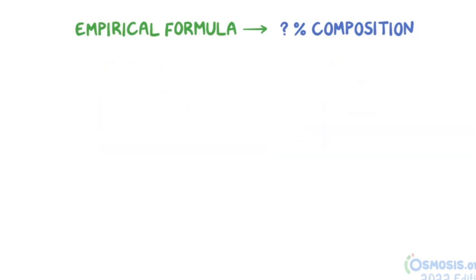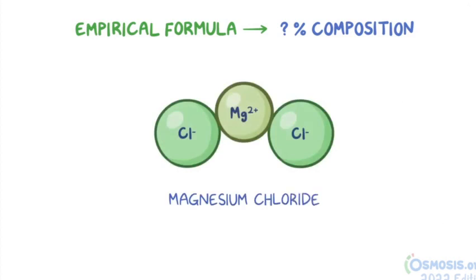Let's do one more calculation for magnesium chloride. Unlike the previous two compounds, magnesium chloride consists of a magnesium 2+ cation which binds with 2 chloride ions to produce an electrically neutral compound. So this time, 1 mole of MgCl2 has 2 moles of chloride anions and 1 mole of magnesium cations.